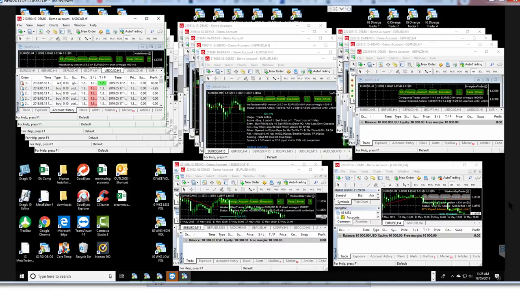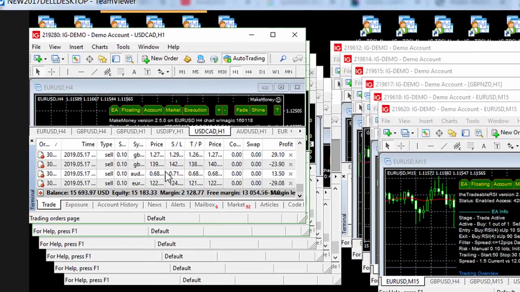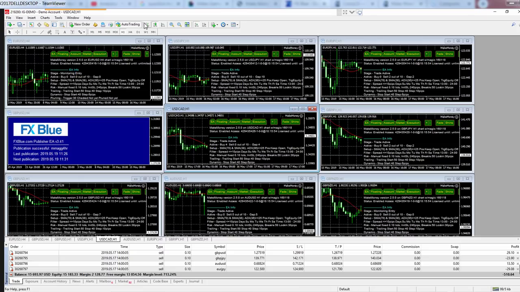Using TeamViewer, I have logged into one of my many servers where we are running these testing accounts. Here you can see there are basically 4 groups of EAs being tested. There's the divergence trader, the trend line trader, the weekend gap trader, and here we have the make money EA, a group of currencies. I'm going to look for that particular account that we identified, and there it is. That's the top one. And what I then do is I just open that account.